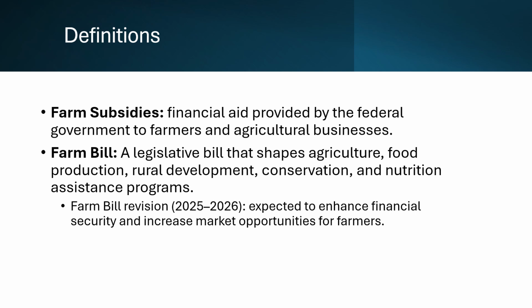So first off, I wanted to define what a farm subsidy is. It is a financial aid that is provided by the federal government to farmers and agricultural businesses. There is a farm bill, which is a legislative bill that shapes our agricultural environment and helps with food production, rural development, conservation, and nutrition assistance.